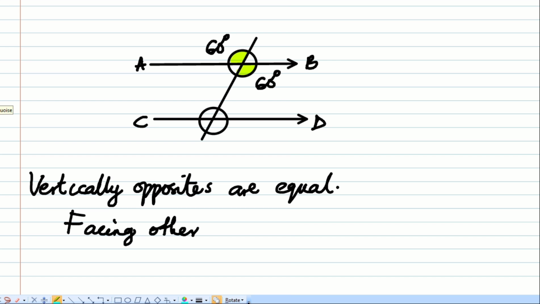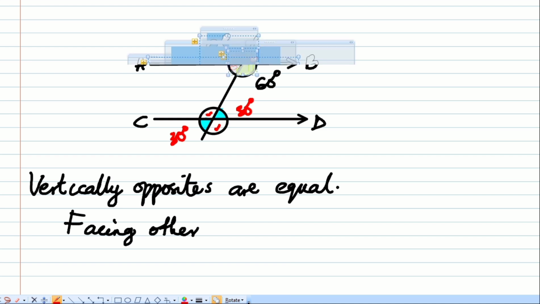Okay, what if we shaded this angle here on the line CD? Which angle is vertically opposite it? It would be this one. See, they are facing each other, so vertically opposite angles are equal. So if this angle was 30 degrees, this would also be 30 degrees. Also, this angle and this angle are vertically opposite. This angle and this angle are vertically opposite. So this is the second relationship you should know, that vertically opposite angles are always equal. So let's do the next one.